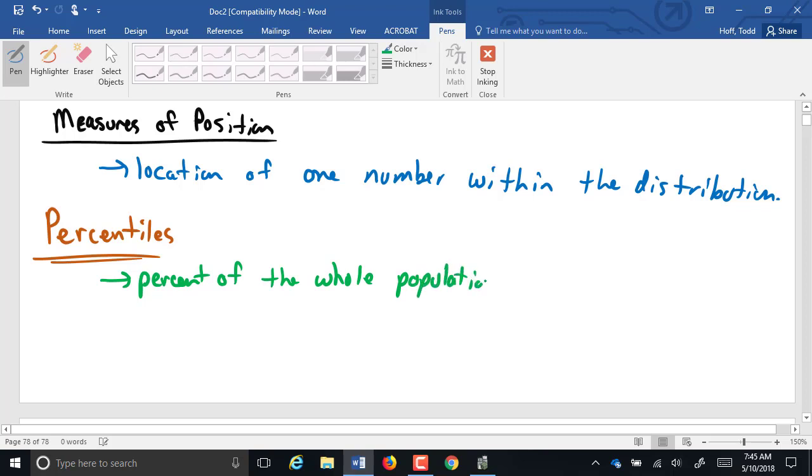Now remember, the whole population doesn't necessarily mean all people in the whole world or all items in the whole world. It's all things that pertain to that topic. Like if you took a test, the population would be all people who have ever taken that test. So the percent of the whole population that is smaller.